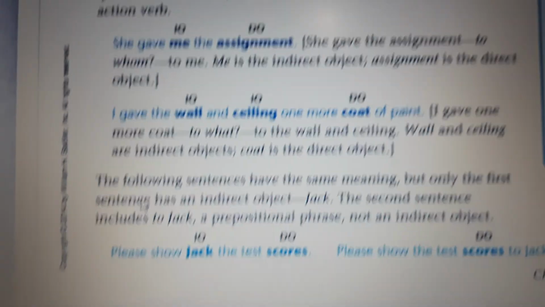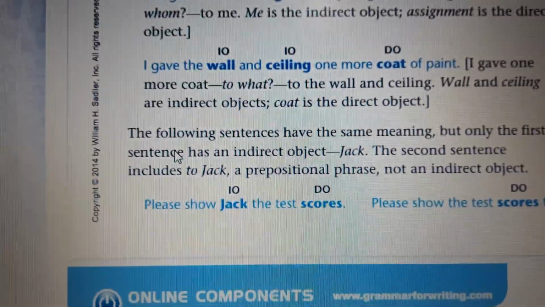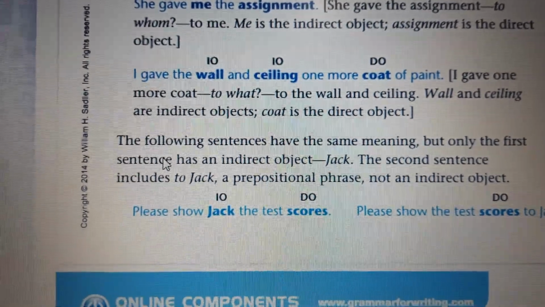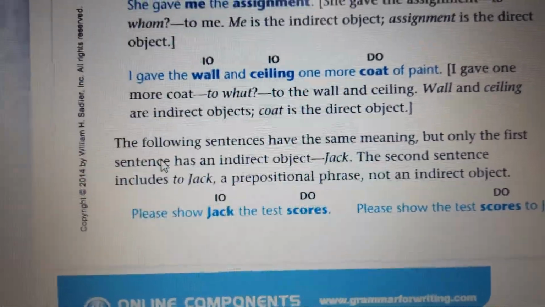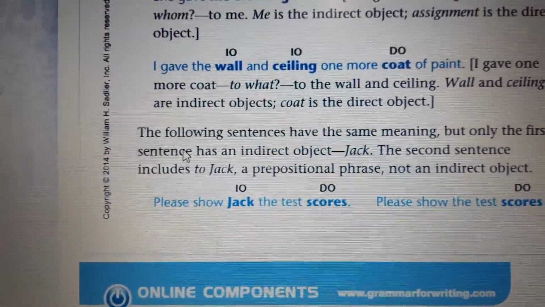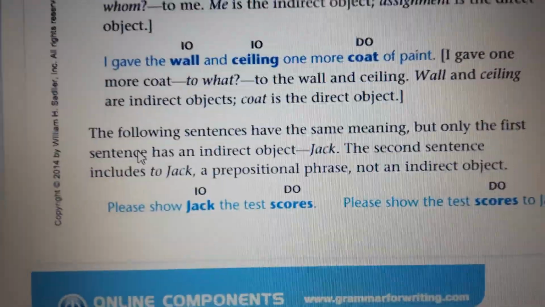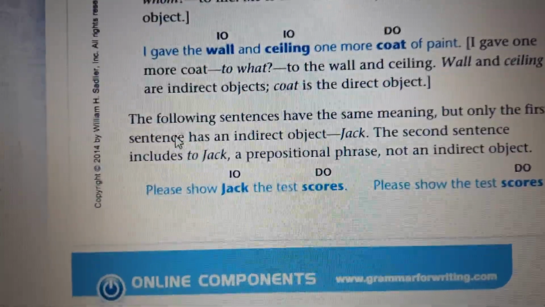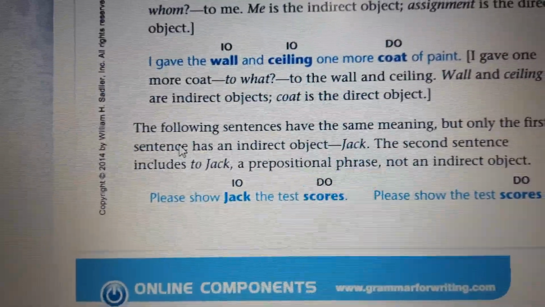And here we have something very important to learn, and you have to distinguish this. The following sentences have the same meaning, but only the first sentence has an indirect object. Jack, here I'm going to show you, and the second sentence includes to Jack, a prepositional phrase, not an indirect object. Let's see what that means. Please show Jack the test scores. Please show to whom? To Jack. The test scores, this is the direct object.